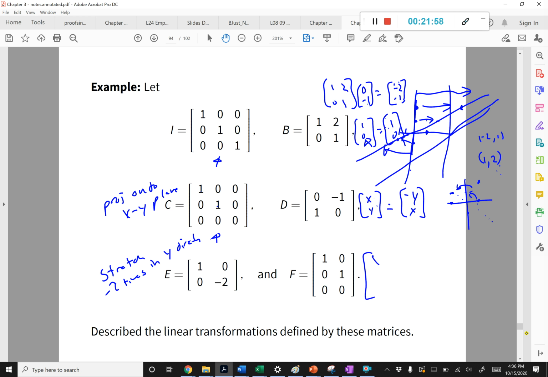And this would take an x, y, z, oops, it'll only take an x, y. So this takes an x, y, and what does it do? It gives me an x, y, 0. So it gives me the xy plane in R3. So that's what that does.